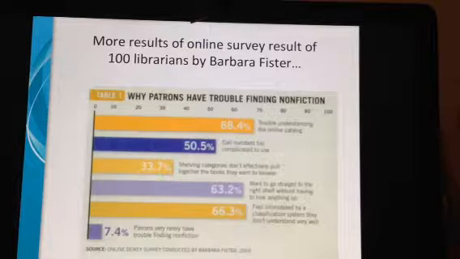When we look at the patrons' feelings towards Dewey, again, dramatic numbers. Over half have trouble understanding the catalog. 66.3% are intimidated by the system, don't understand it very well.